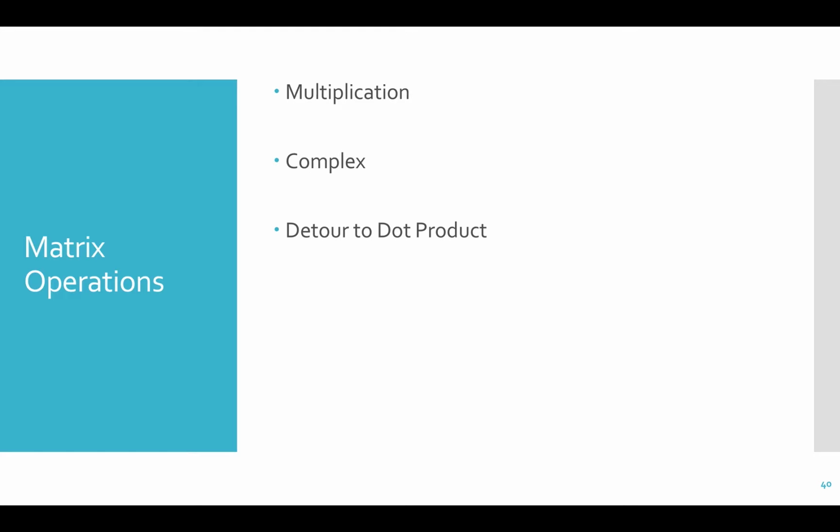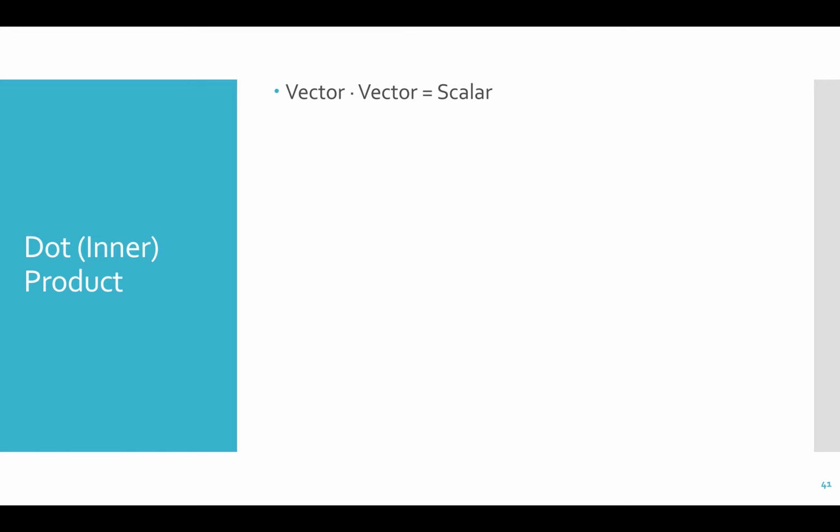Matrix multiplication is a little bit more complex, so before we do that, we're going to detour to the dot product. The dot product is called the inner product sometimes. I'll probably switch back and forth, but I'll most likely use dot product most of the time. But basically, you can take two vectors, and you take the dot product of those two vectors, and you get a scalar, okay? So here, let's run through an example first.